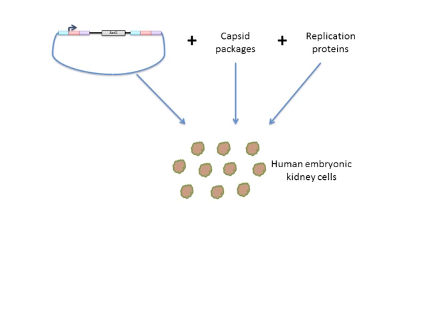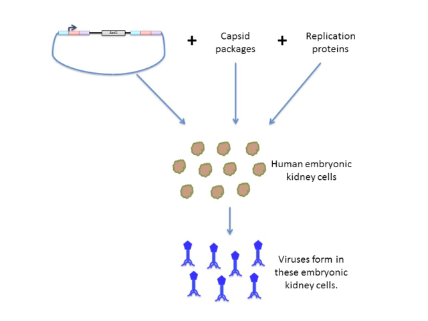The retroviral plasmids that contain our gene of interest, in this case ASCL1, along with capsid packages and replication proteins, which altogether enable the viruses to form and proliferate, are put into human embryonic kidney cells. Here the proteins and RNA package into a transmissible form and replicate. After 2 days, these viruses can be harvested from the kidney cells.